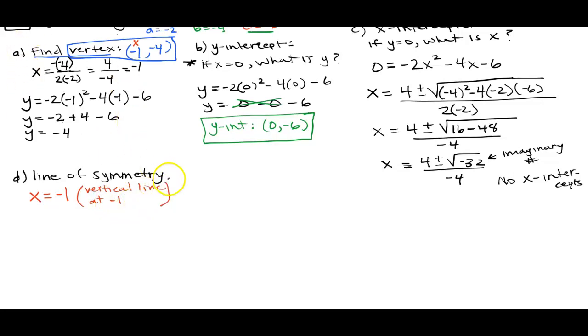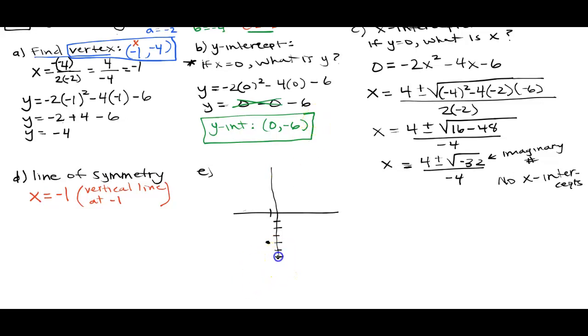Okay, so then the last thing that we have to do here is graph it. So let's try and use what we know here to graph some of these things. I've got my vertex, so to the left one, down 4 is right here. And then my y-intercept is over 0, down 6.